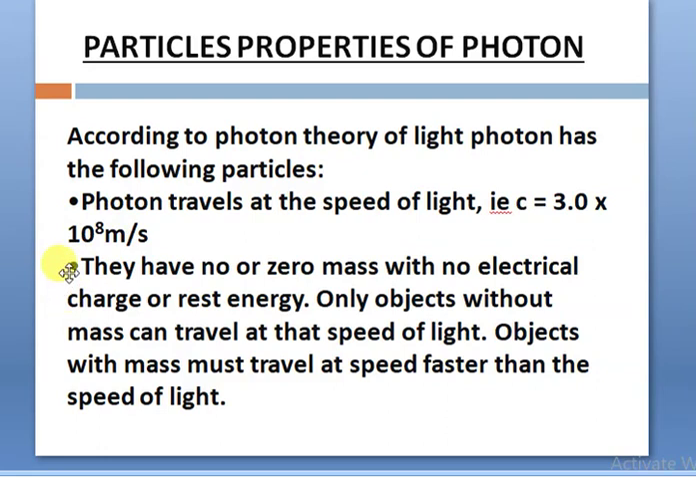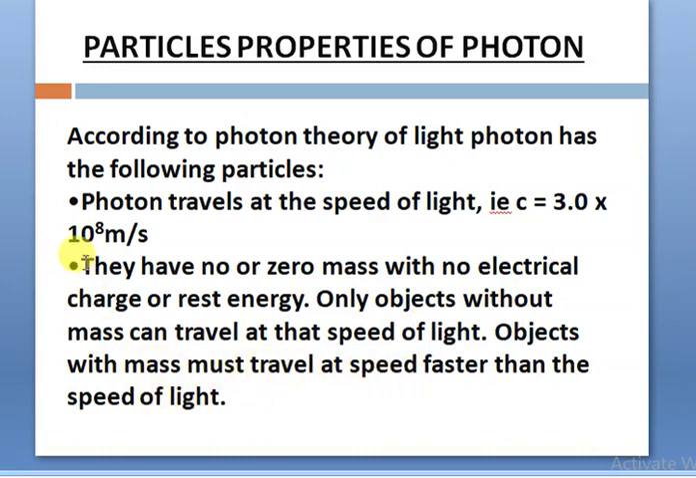Now the second particle property of photon is that they have no or zero mass, with no electrical charge or rest energy, and only an object without mass can travel at that high speed of light. An object with mass cannot travel at the speed of light.